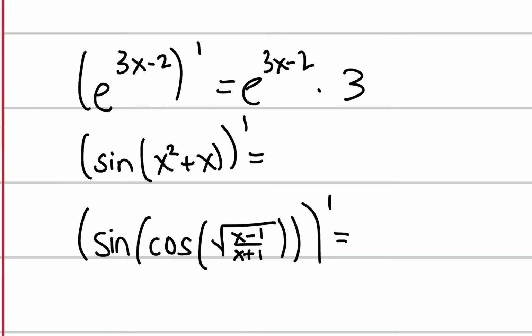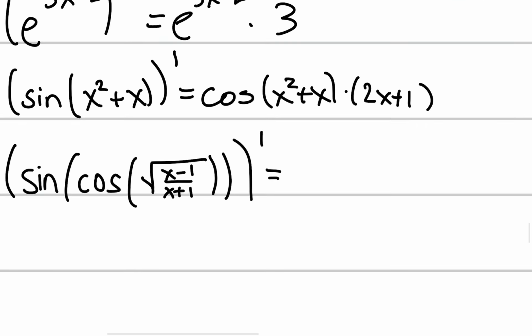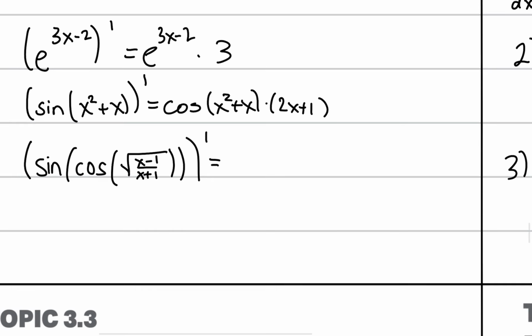The derivative of the outside, which is just sine, and we ignore this, right? Maybe make a little block, and it's just cosine of the block times the derivative of the block, which is 2x plus 1. And if we have multiple compositions, well, we could still do this anyways.